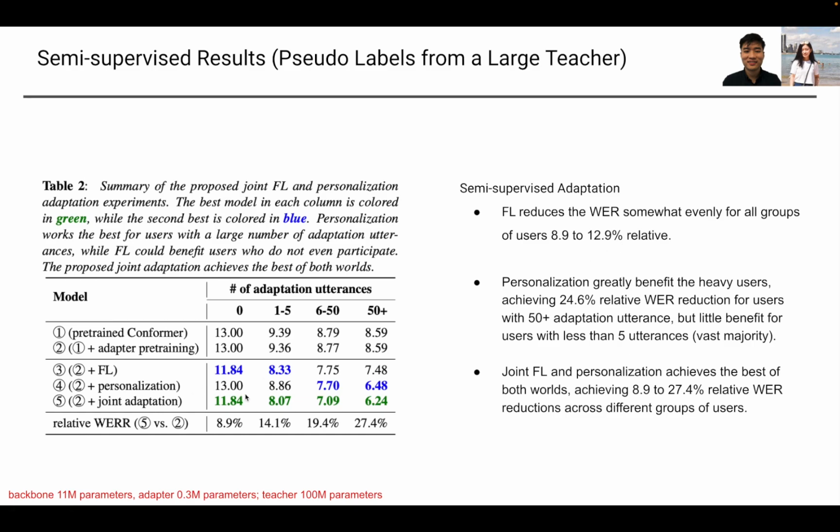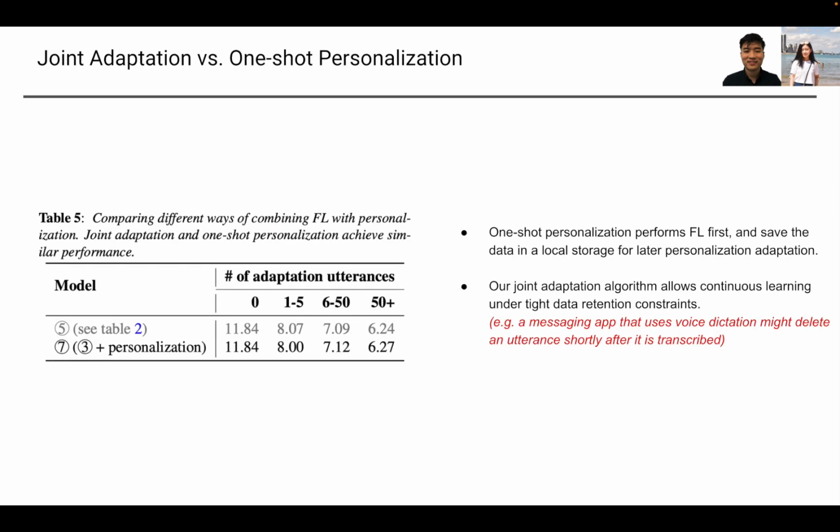And row number 4 is what happens if you only do personalization. As you can see, personalization greatly benefits heavy users, as you would expect. It achieves 24.6% relative word error rate reduction for those users with 50 plus adaptation utterances, but it gives very little benefit for users with less than 5 utterances, which is a vast majority of the users. And finally, by combining federated learning and personalization, we achieve the best of both worlds, giving 8.9 to 27.4% relative word error rate reduction across different groups of users.